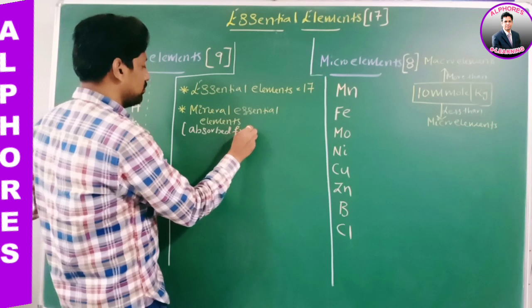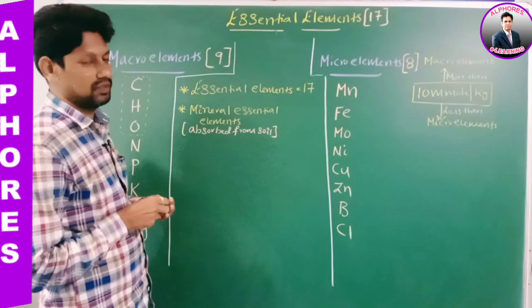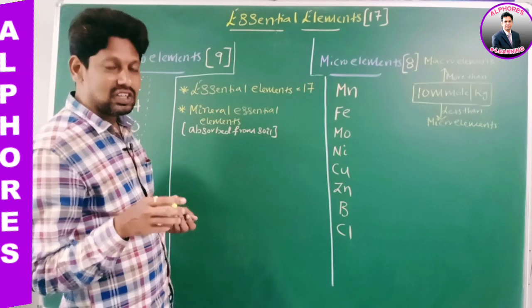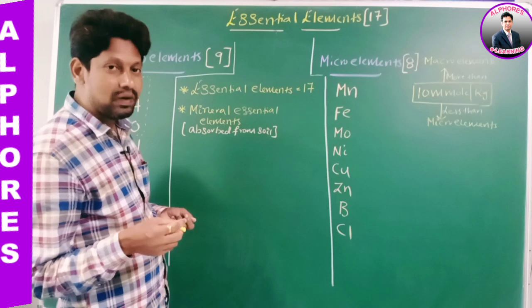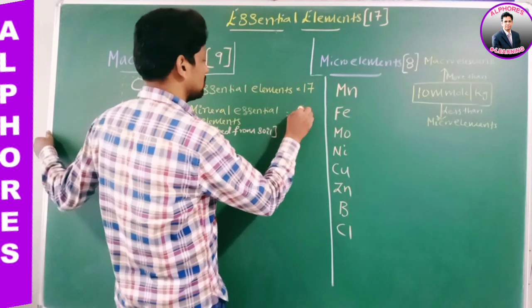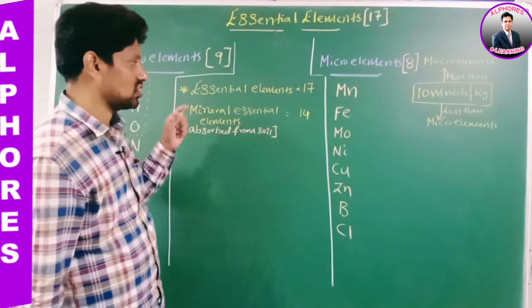Absorbed from the soil. Okay, plant is absorbing essential elements from the soil. How many essential elements is the plant absorbing from the soil, sir? Right, 14. So these 14 essential elements are called mineral essential elements.